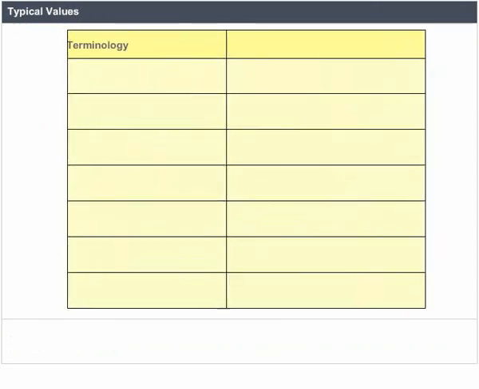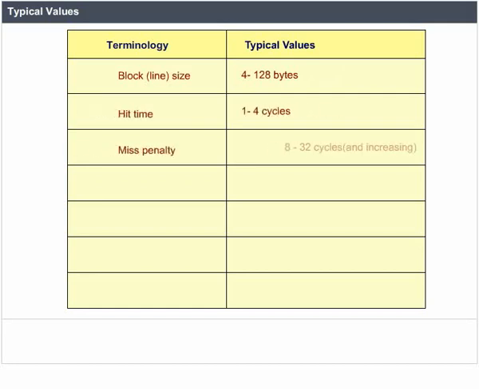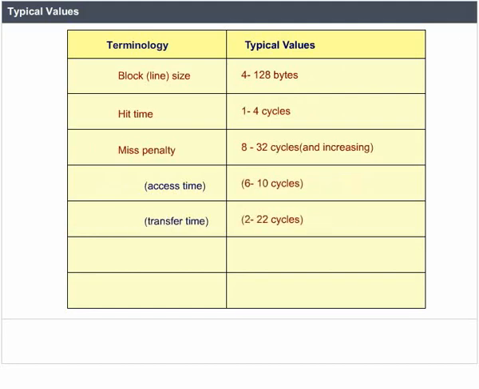Typical values. Block line size bytes 4 to 128. Hit time cycles 1 to 4. Miss penalty 8 to 32 cycles and increasing. Access time 6 to 10 cycles. Transfer time 2 to 22 cycles. Miss rate 1% to 20%. Cache size 1 KB to 256 KB.